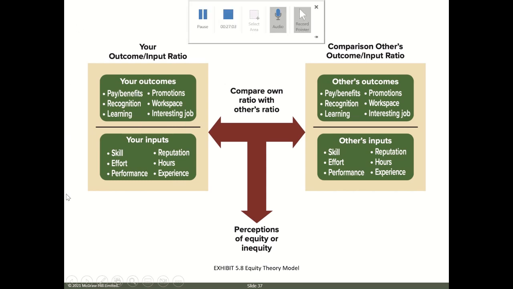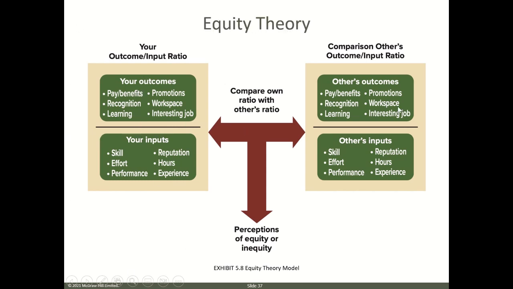So this is what you have here. On the right side, the person who has this output-input ratio can compare it with other persons' or other companies' output-input ratios. So this is comparing your own ratios with others' ratios. This is the equity theory. If there is some variation, he performs accordingly.